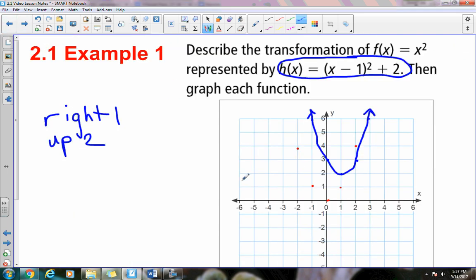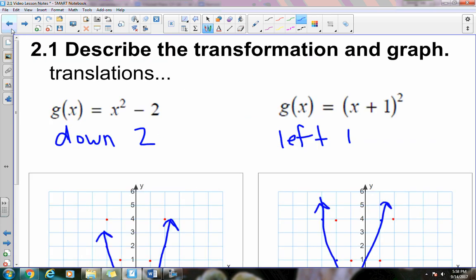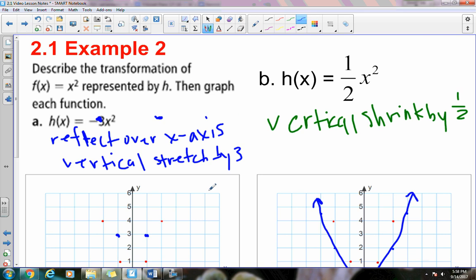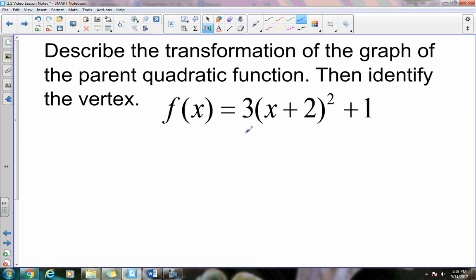All right, so this example, we had 2 translations. These were just one of each translation. These are our vertical stretches and shrinks. And our last example: describe the transformation of the graph of the parent quadratic function, and then identify the vertex. So we've got a lot going on here.